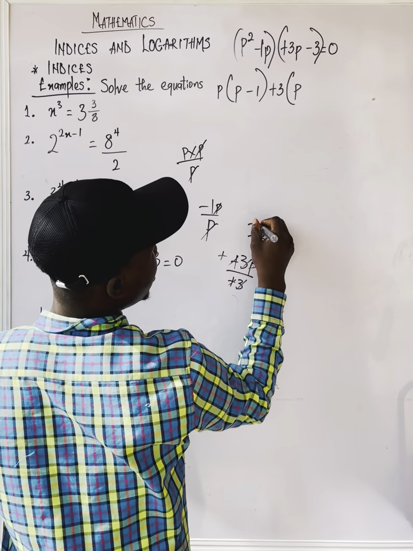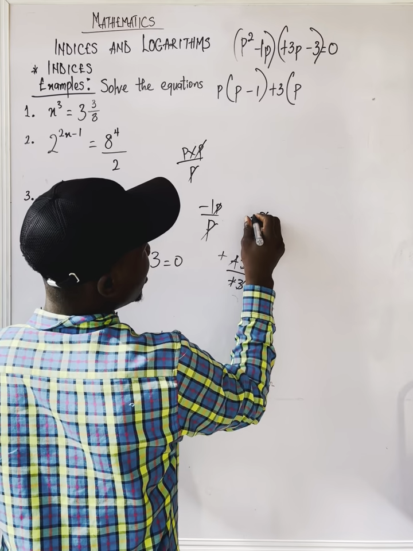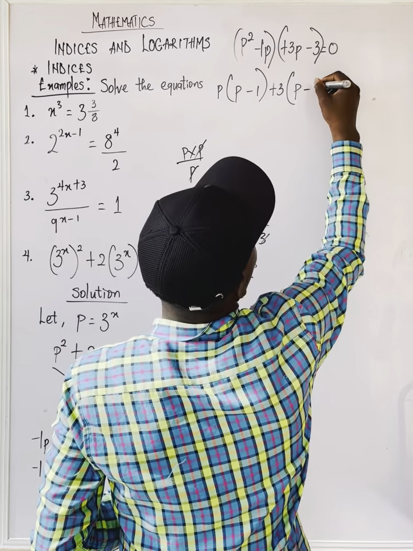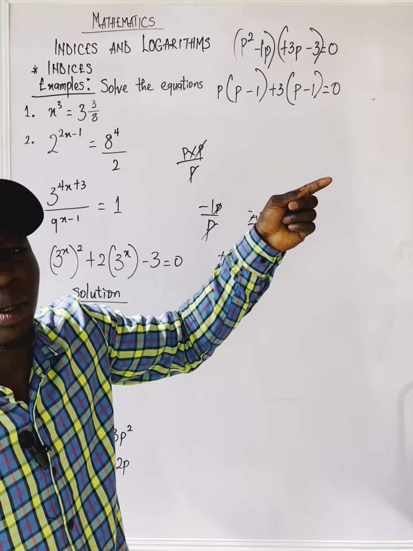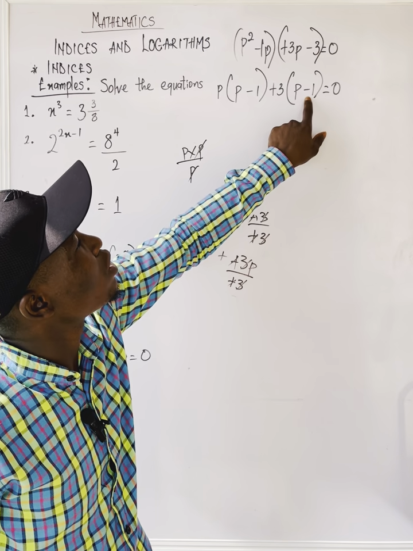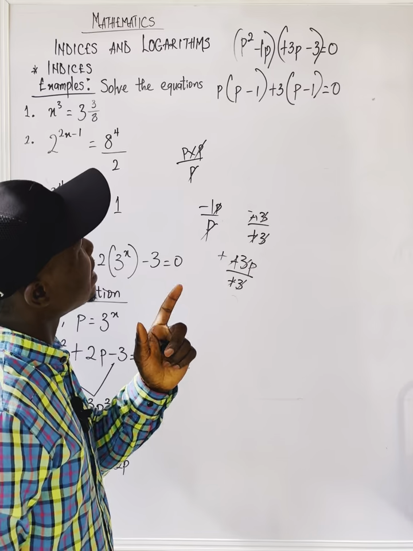Now, plus 3 in minus 3. When I say plus 3 in minus 3, this is what I mean. 3 in 3 is 1. Plus times minus is what? Minus. So what do we have? Minus 1 equals to what? 0. So if you decide, you can open it back just to check. Plus 3 times p is what? Plus 3p. Plus 3 times minus 1 is what? Minus 3. So that is that about that.